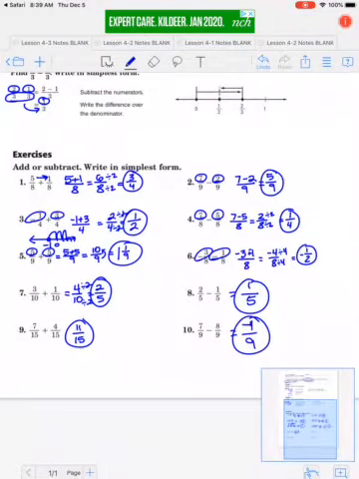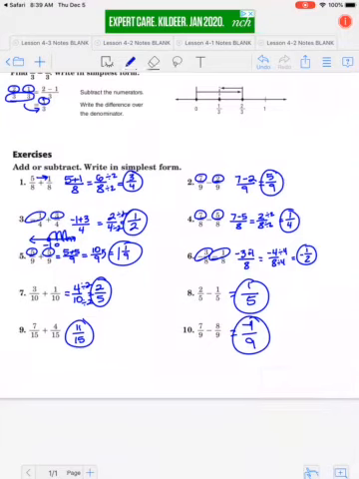Okay, so there you have it. You have all of your answers. This last one for number 10 is negative 1/9, just in case you can't see that.